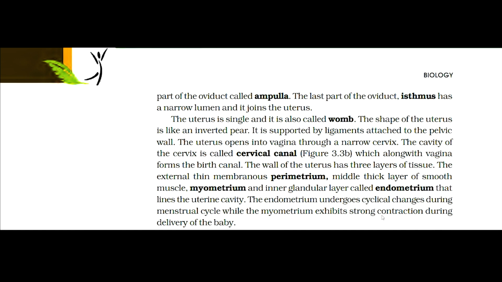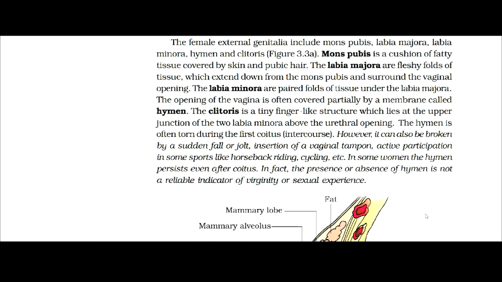The female external genitalia include the mons pubis, labia majora, labia minora, hymen, and clitoris, which is given in figure 3.3a. Mons pubis is a cushion of fatty tissue covered by skin and pubic hair. The labia majora are fleshy folds of tissue which extend down from the mons pubis and surround the vaginal opening. The labia minora are paired folds of tissue under the labia majora. The opening of the vagina is often covered partially by a membrane called the hymen.